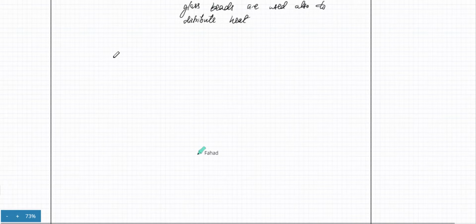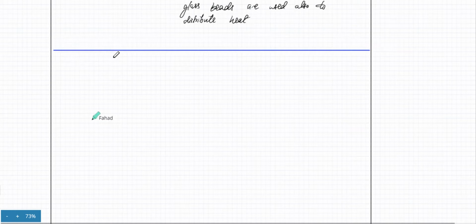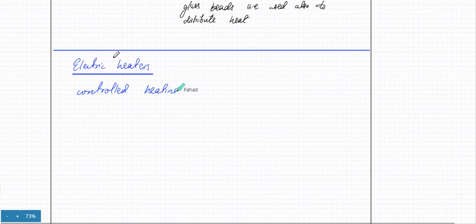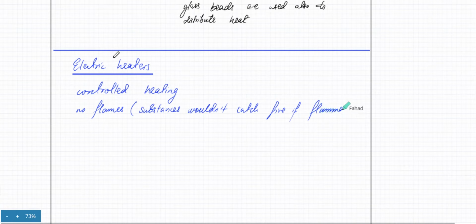Number one, there's another one, which is an electric heater. Modern labs have electric heaters. The thing with electric heaters is you can control the heat very well. So there's a lot of controlled heating, plus no flames, so substances wouldn't catch fire if they're flammable. Plus it's kind of safe as well.